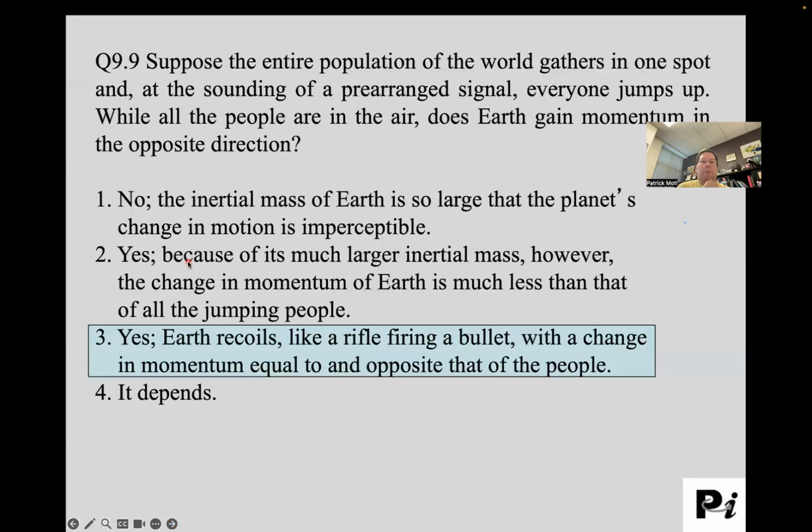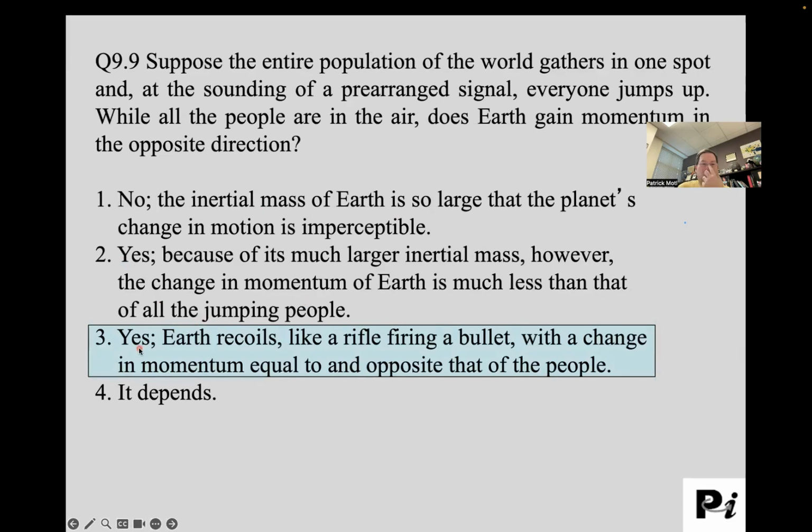Option 2, yes. Because of its much larger inertial mass, however, the change in momentum of Earth is much less than that of all the jumping people. Well, then it can't conserve momentum. For momentum to be conserved, the change in momentum of the people is equal and opposite to the change in momentum of the Earth. So if I truly have an isolated system and momentum is conserved, I can split it into 2 parts, and the change in momentum of one part has to be equal and opposite to the change in momentum of the second. It's like Newton's third law for momentum. So the first word is great, but then the rest of it is off the rails.